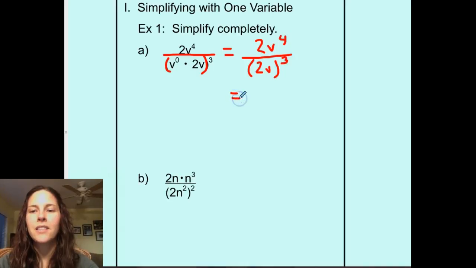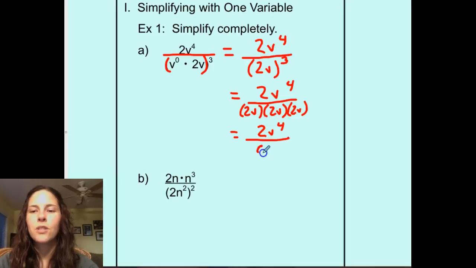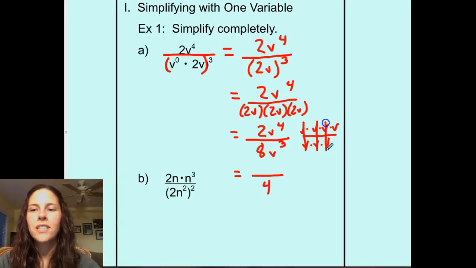Still working on simplifying that denominator, so I'll leave my numerator alone again. In the denominator, we have 2v times itself 3 times. Still leaving our numerator alone. In the denominator, we have 2 times 2, which is 4, times 2, which is 8, and v times v times v is v cubed. Finally, we'll simplify. 2 over 8 simplifies to 1 over 4, and v to the 4th, which would be v times itself 4 times, over v cubed, v times itself 3 times. 3 of those v's cancel, leaving us with 1 v in the numerator.